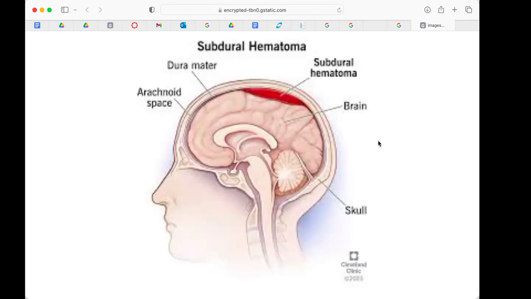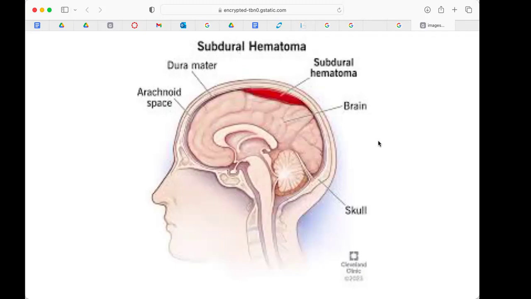So, let's say this is a subdural hematoma. Location wise, where would you say that this hematoma is located? Under the skull. And is it above or underneath the dura mater? Above it. Under the dura mater. Under, right? Yes, it's under because it says subdural, right? Yes. Because the common ones are subdural hematoma or subarachnoid hematoma.